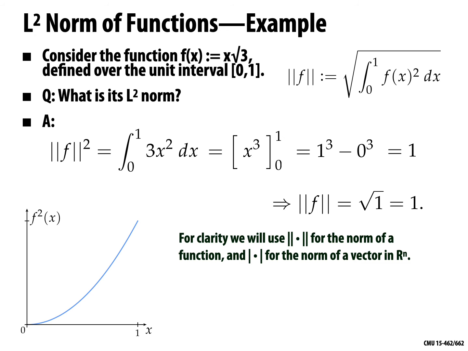We have some sense of the norm of a function. Would you have guessed, by the way, that this function, x root 3, is a unit norm function, that's a unit length vector? Maybe not, but it is.